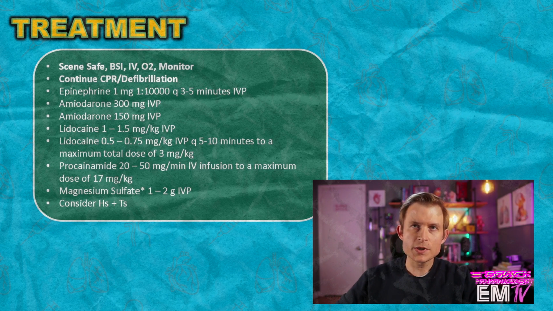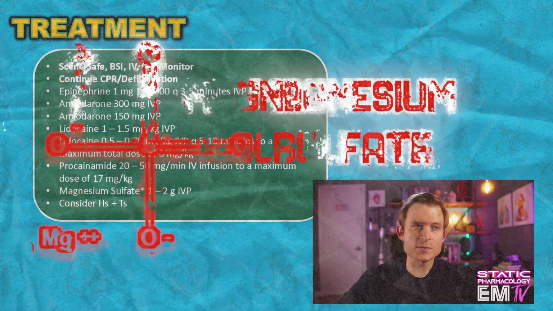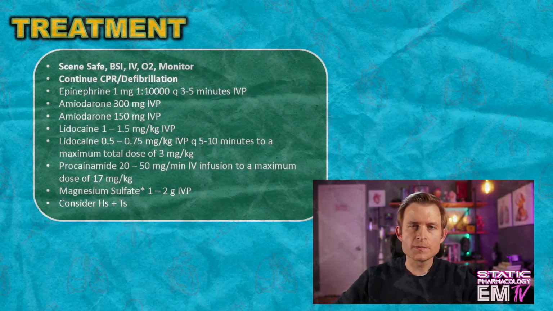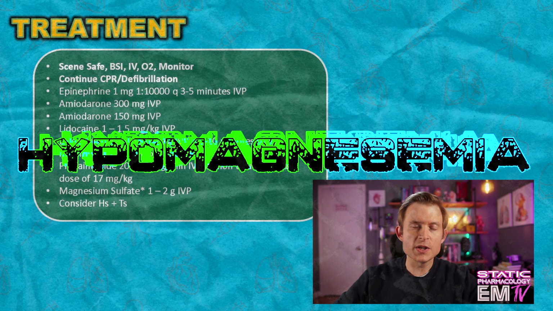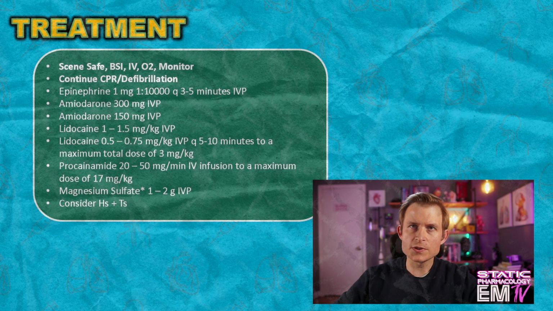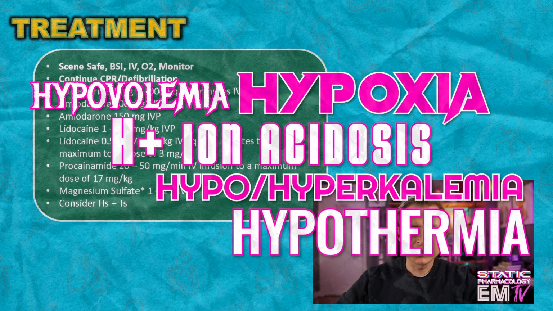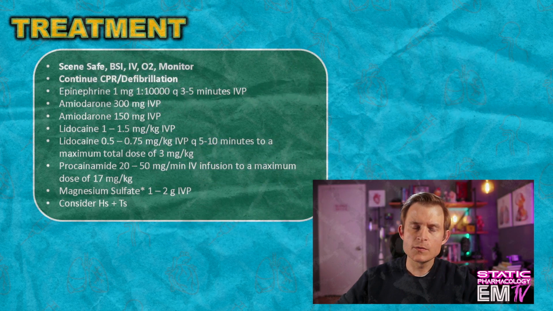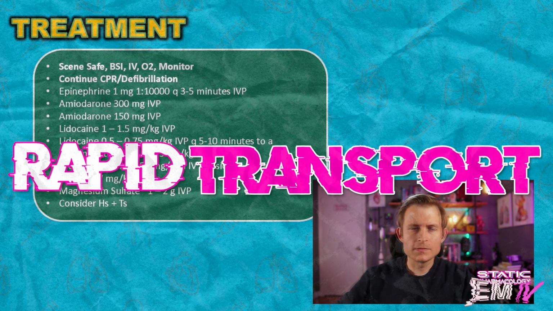An additional ventricular antidysrhythmic that you could consider is magnesium sulfate. The asterisk is present because magnesium sulfate is generally only included in an arrest event if you suspect the cause of the arrest to be hypomagnesemia, or if the patient is in torsades, a specific type of polymorphic ventricular tachycardia. Beyond this, you can consider the H's and T's, or the reversible causes of cardiac arrest, as a basis for additional pharmacological management. And finally, rapid transport. And that's it.